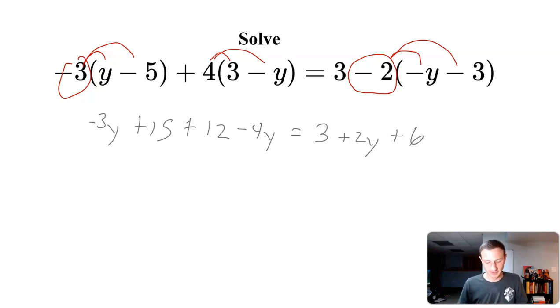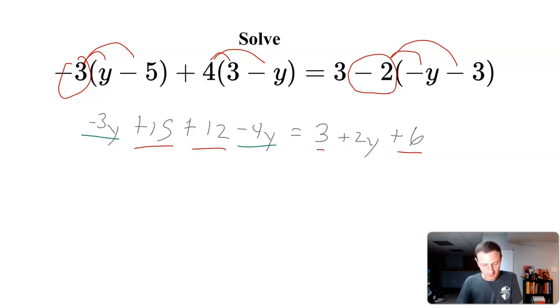A lot of room for error there. Very easy to make a mistake somewhere in those steps, especially with all of these negatives flying around. So now we want to combine like terms on both sides of the equal sign, and then we're going to start maneuvering left and right. So let's just stick with combining like terms for now. So I have a -3y and a -4y on the left side. Those are going to be like terms. I have a 15 plus 12. Those are like terms on the left side. On the right side, we just have this 3 plus 6.